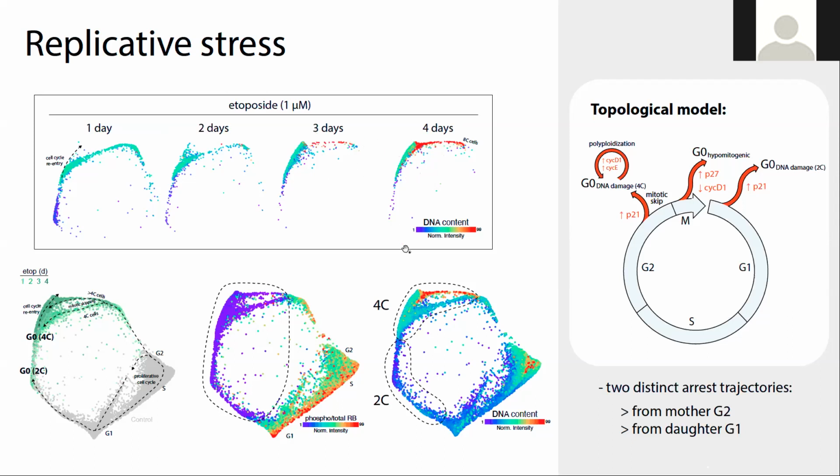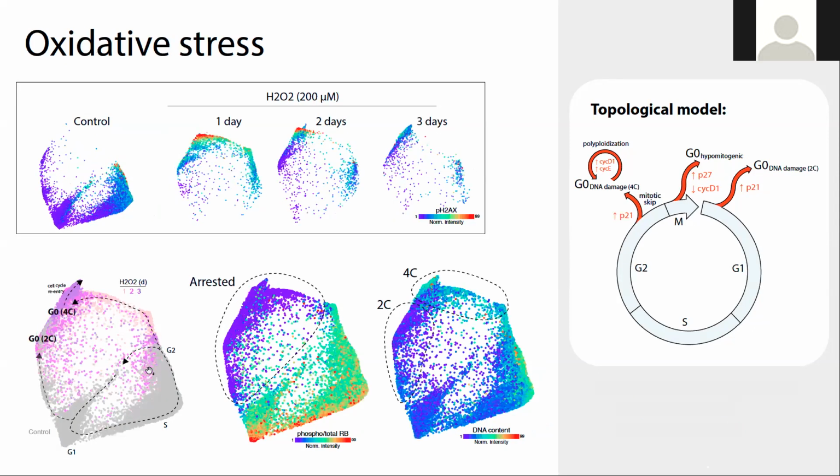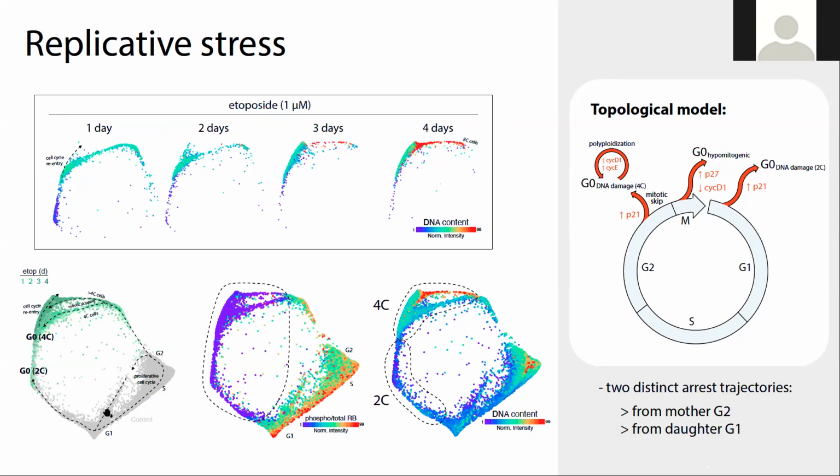So in response to replicative stress, cells can exit the cell cycle along two distinct trajectories, either in response to checkpoint activation in G2 or after mitosis in the daughter cell G1 phase. Furthermore, we see that cells that exit from G2 can undergo mitotic skipping and re-enter the cell cycle, a process that can induce polyploidization.